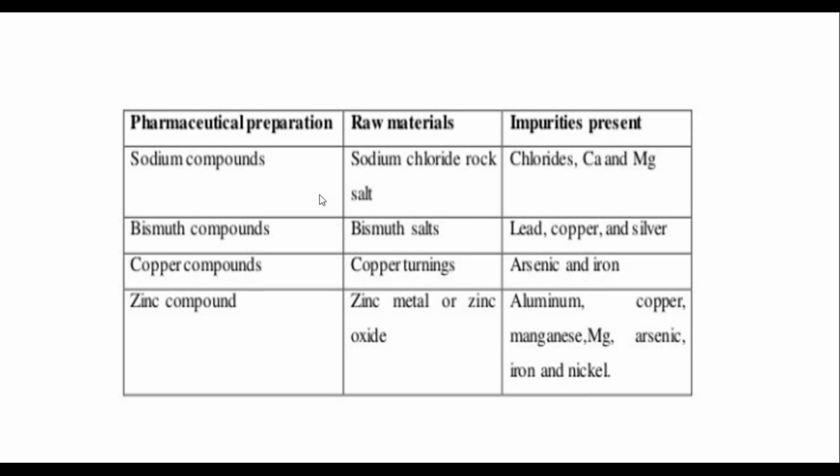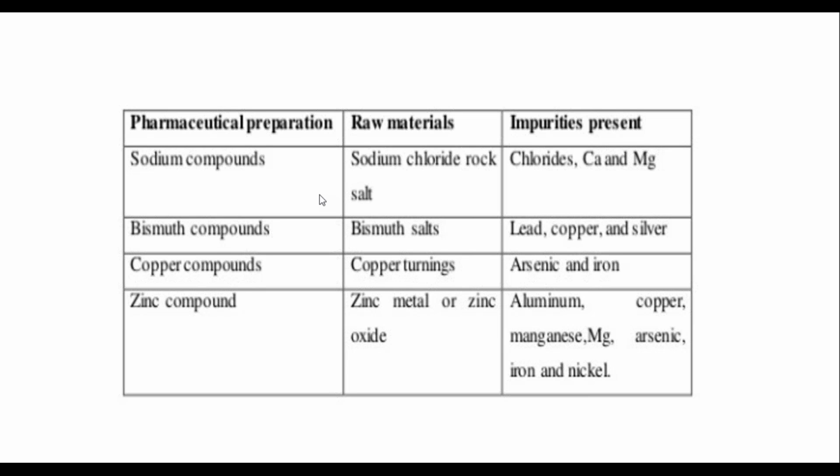So you can see here there are 3 columns. Okay, the first column is the pharmaceutical preparation, that is what you're going to prepare. Okay, the second column is your raw materials, what you are going to use to prepare. Okay, third column mentions the impurities which is present. Okay, so we already saw the sodium chloride rock salt example. You're going to prepare sodium chloride, that is NaCl, from your rock salt, and you already know that the impurities which are going to be present are magnesium and calcium chloride.